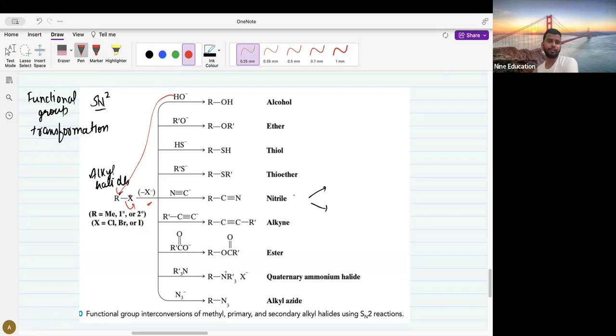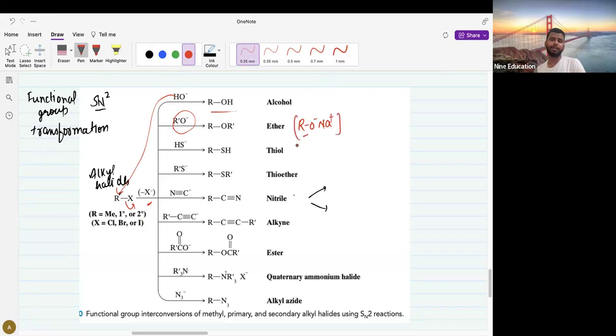So first OH minus goes and attacks. It will make alcohol. RO minus, alkoxide. इसको कैसे कहते हैं? Let's say we have alkoxide, है ना? Let's say we have RO minus Na plus alkoxide. R can be anything. It can be benzene or it can be CH3, anything it can be. So I can make ether from alkyl halide by adding RO minus Na plus.